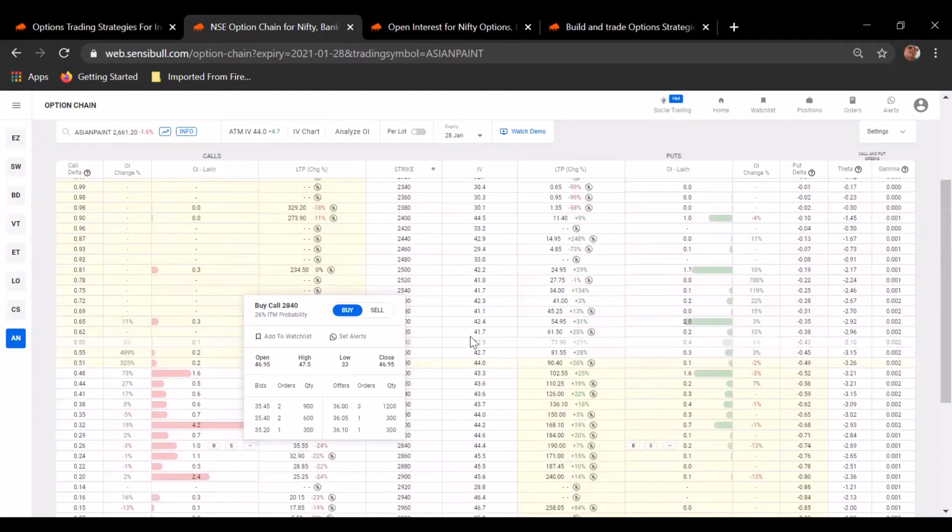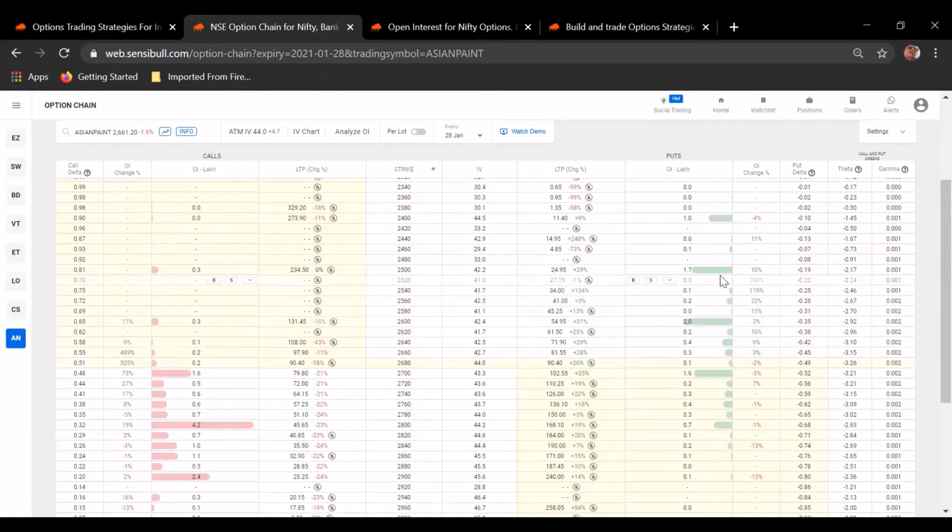It also shows you in a very simple way where most of the open interest has been built up. If you see this huge bar, this is where the highest open interest on the call side is. That 2,800 is the call that most people have sold. Similarly, you can see where the open interest is on the put side. Normally you would see them around the round figures: 2,500, 2,600, 2,700, 2,800, 2,900.